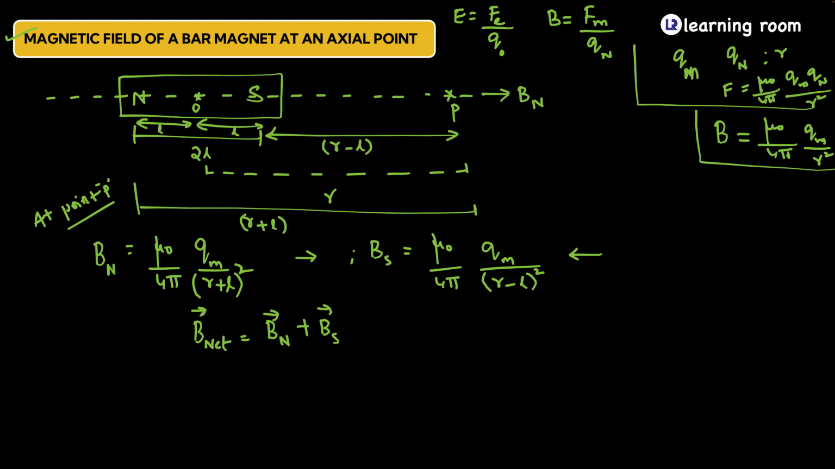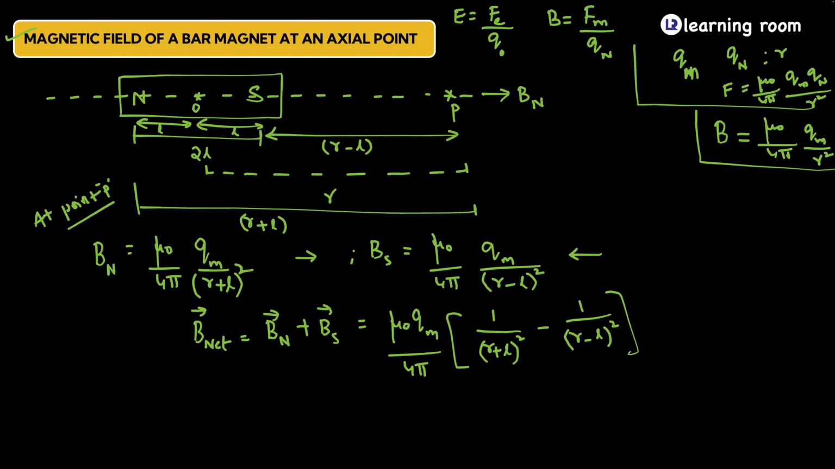So what can you take out common? Mu naught Qm by 4 pi can be taken out common. So it will be mu naught Qm divided by 4 pi into 1 by R minus L the whole square minus 1 by R plus L the whole square, right? When you take the LCM and then solve it, you will have R plus L the whole square minus R minus L the whole square, which is going to be A plus B the whole square minus A minus B the whole square. What is it? It is 4AB. A plus B the whole square minus A minus B the whole square is 4AB.